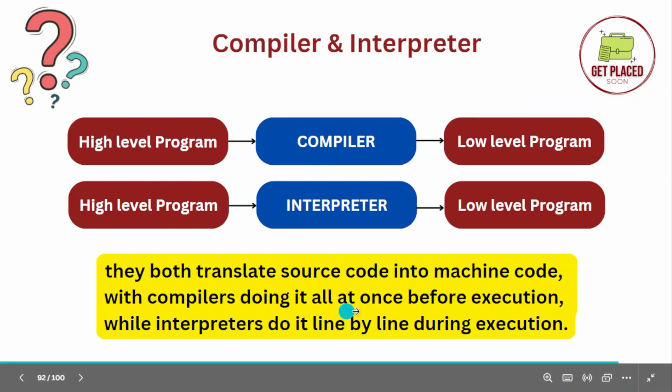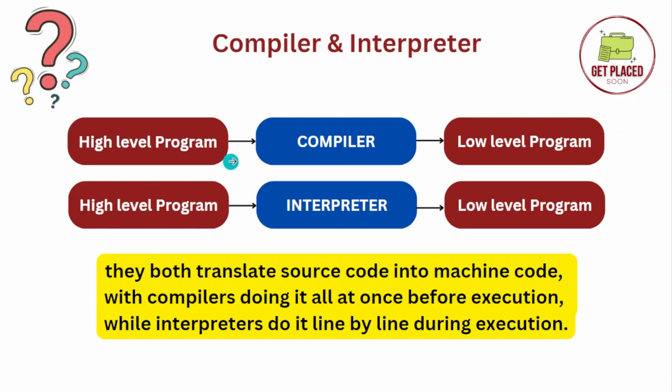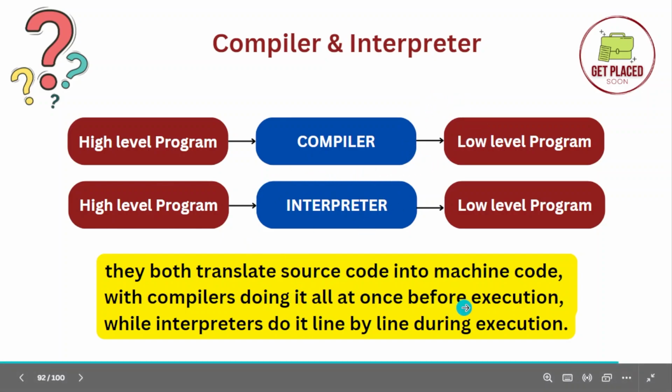Compiler does it all at once before execution. So the compiler takes a high-level program and translates all the source code at once to the machine level code, and after that execution happens. But what happens with the interpreter is it does it line by line during execution.